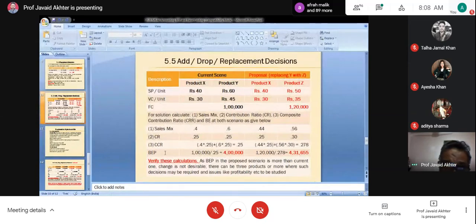Now what I have written here, verify these calculations. Can you verify these calculations? See, your BEP is 4 lakh. How do you verify that your answer is correct? Can somebody tell me? Sir, by changing the selling price. By?